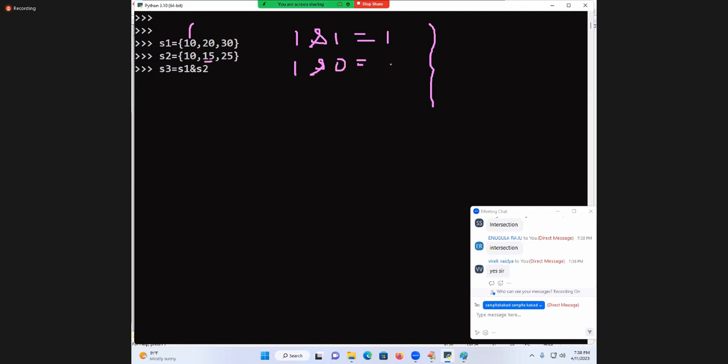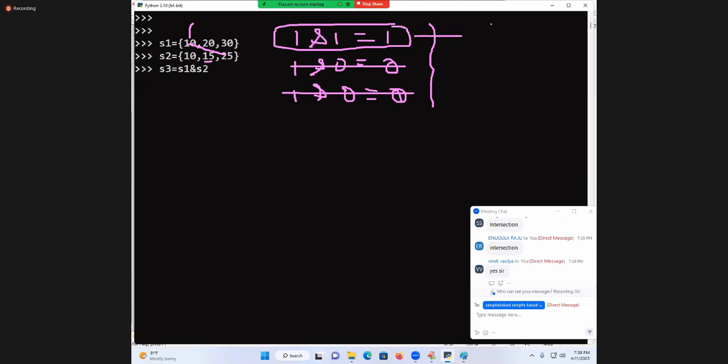15. What is the answer? Come on. 0. Next. 1 with what? 0. What is the answer? 0. Out of that, if any one of them is called true, that will be marked for what? Selection. That indicates there is a common element. Remember that. This is one iteration over.